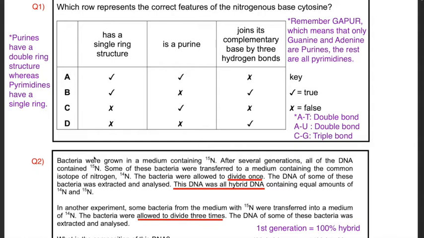Has a single ring structure: true. Is a purine: false. Joins its complementary base by 3 hydrogen bonds: true, because C, which is cytosine, binds with guanine using a triple bond, that is 3 hydrogen bonds, whereas A binds with T, or A binds with U, using only a double bond. Therefore, the answer is B.